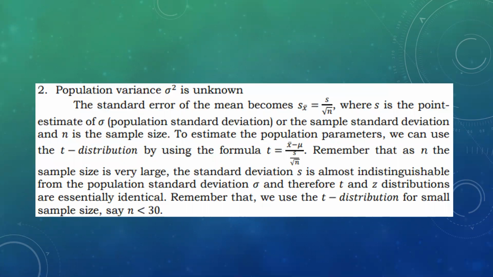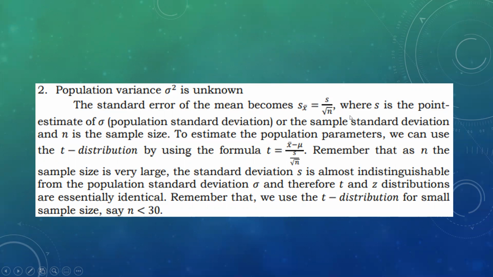Okay po. So next one naman is population variance is unknown. When we talk about population variance is unknown, definitely the given is a sample and there's no way in order for us to identify the population variance. Kung sample lang ang given, hindi natin mahanap ang population variance. So in that case, in order to find the standard error, we'll be using the S of the mean, which is S over the square root of n.